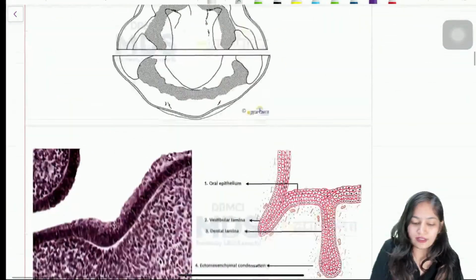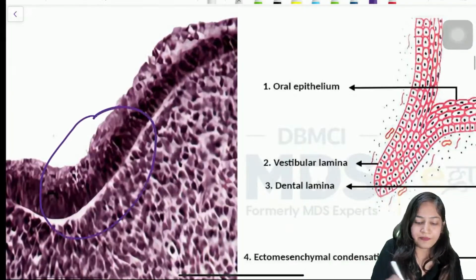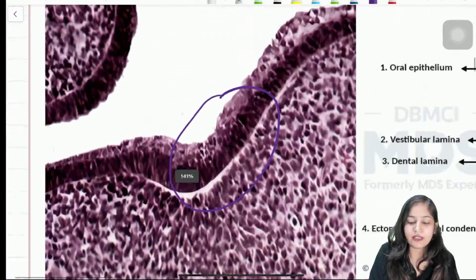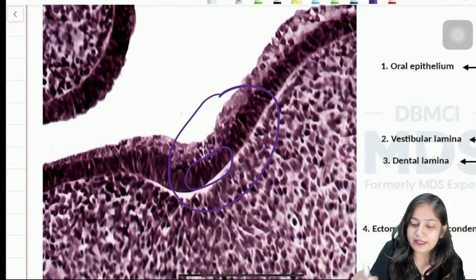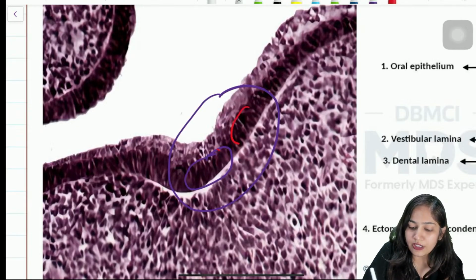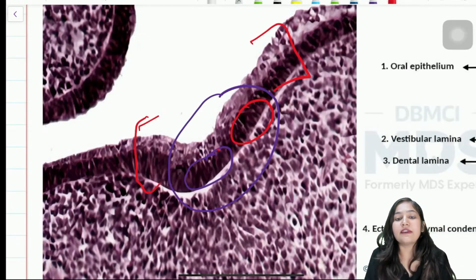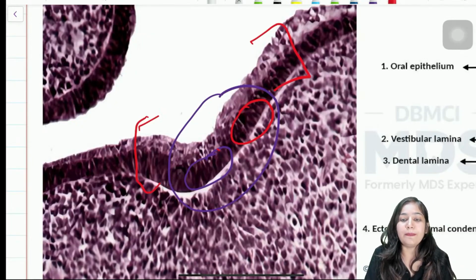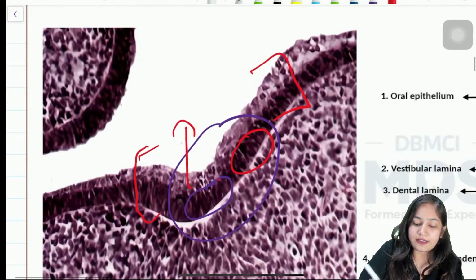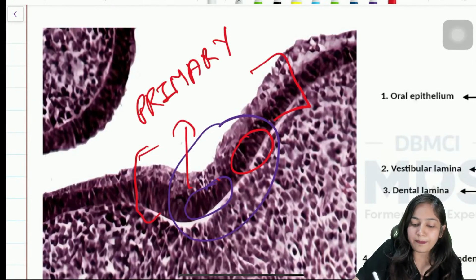Here you can see this type of thickened band in the diagram. You can easily appreciate it, right? The basal cells will proliferate, leading to the formation of a thickened band. This type of band you can see. This is our primary epithelial band.